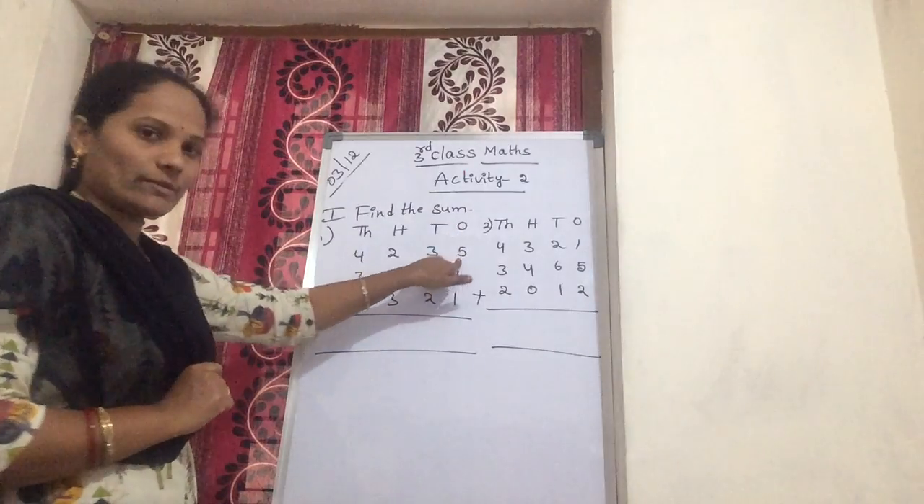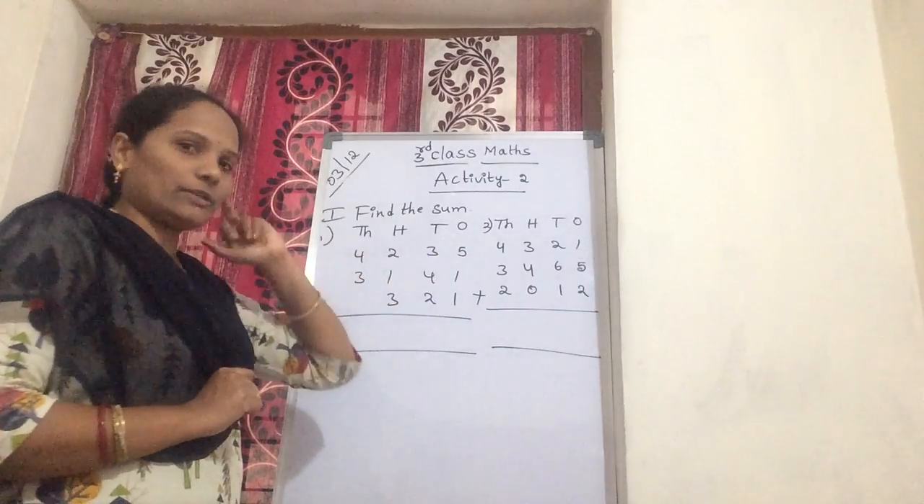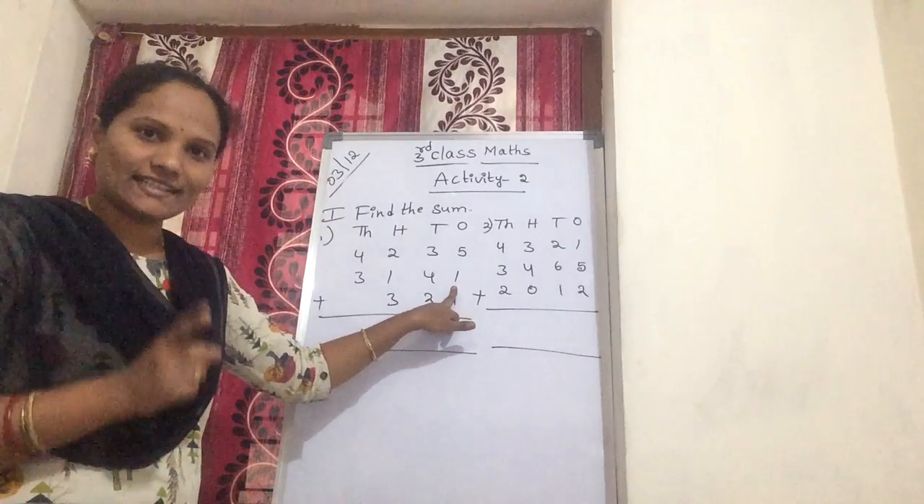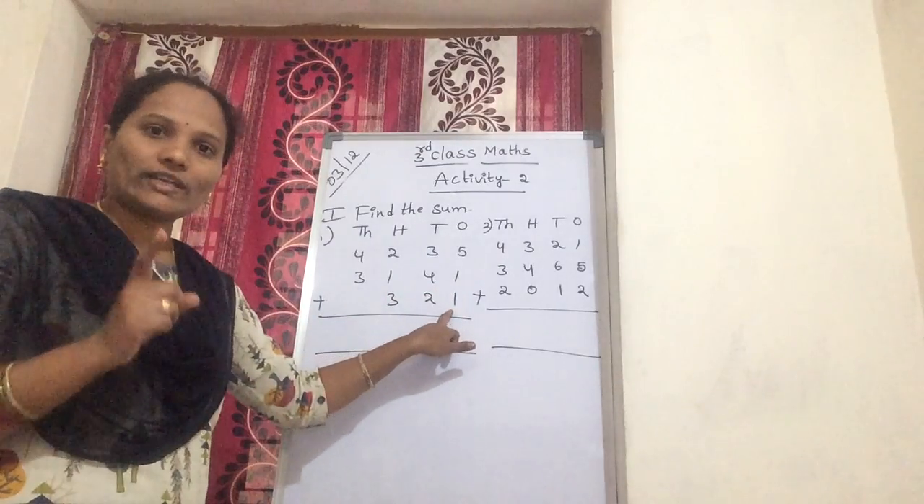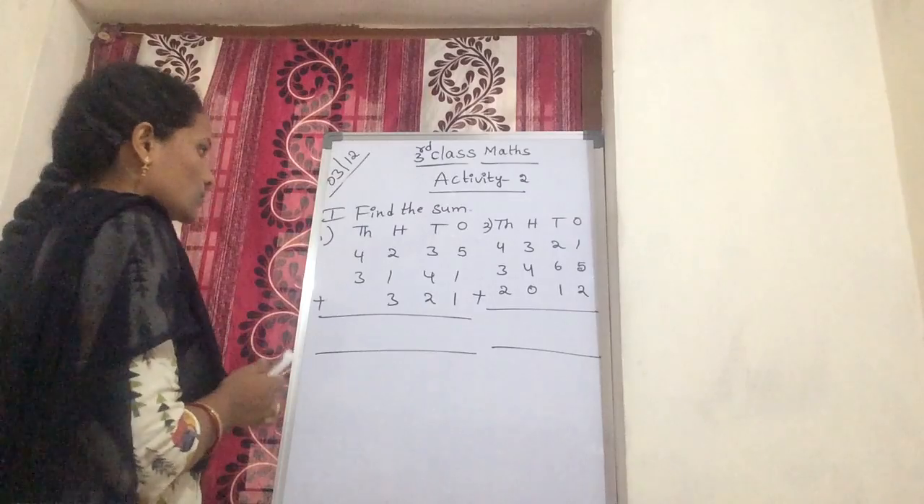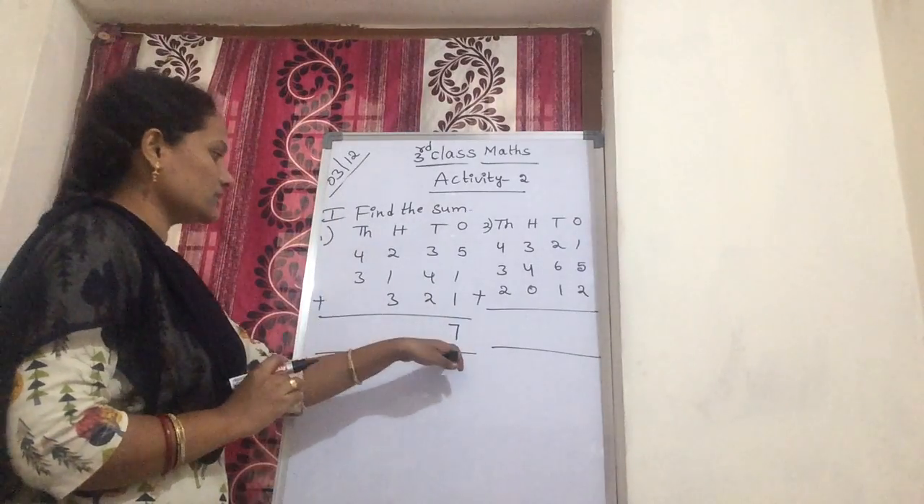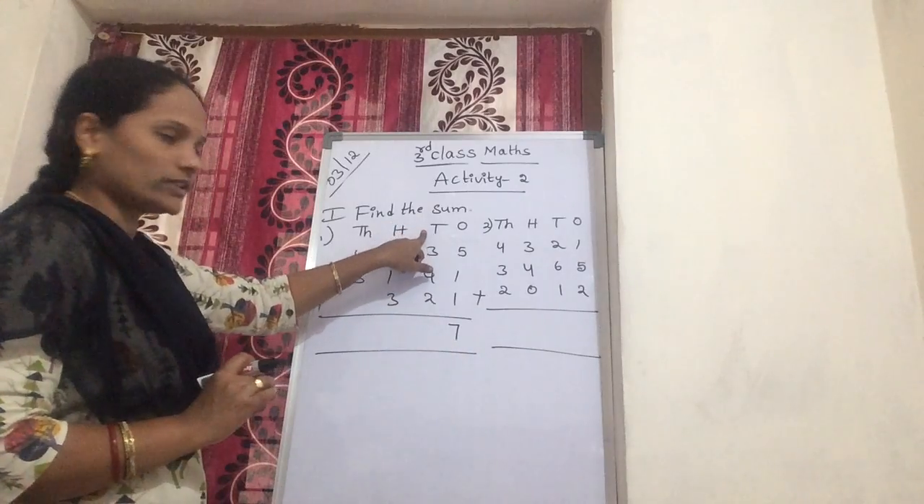In ones, the first number is 5. Keep this 5 in your mind. 5 after 1: 5 plus 1 is 6. Again, 6 plus 1, you get 7. You should write 7 here.